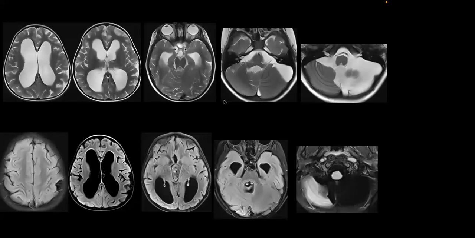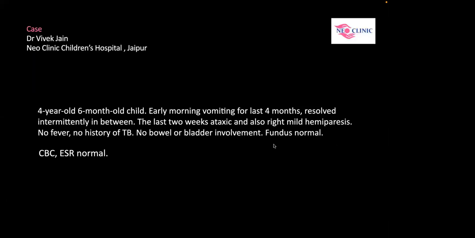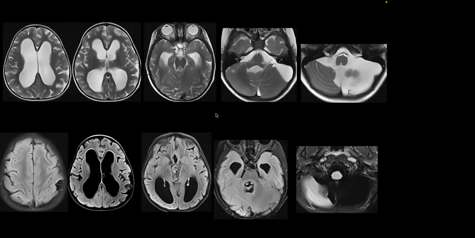For a 2-week thing, it is very difficult. Now, 4 months of symptoms, 4 months of vomiting, 2 weeks of signs. Okay. Yeah, but I think it has spread all over. The prognosis might not be that great.